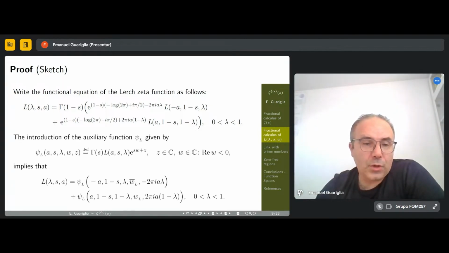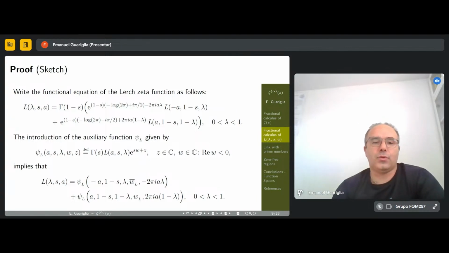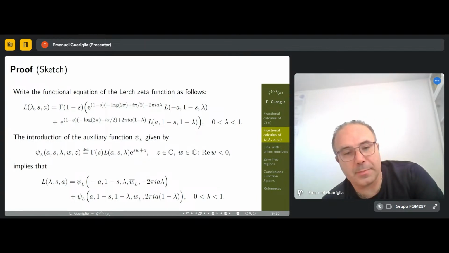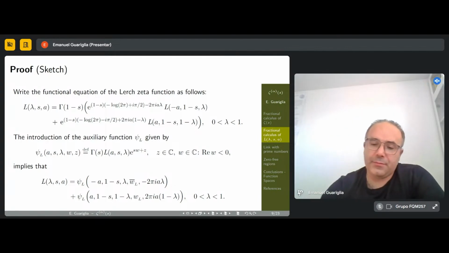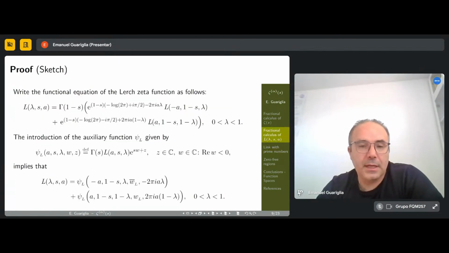Okay, so in the Apostol technique, first you have to manipulate L a little bit, and second we must introduce an auxiliary function psi of L. In the case of the Riemann zeta function, we have a psi of zeta. Okay, so it's easy. At the end, L is written as the sum of these two functions with different parameters, and so the fractional derivative of L will be the fractional derivative of these two conjugates.